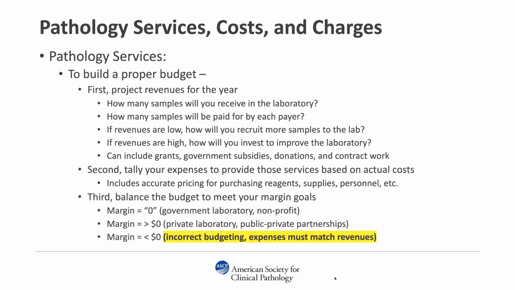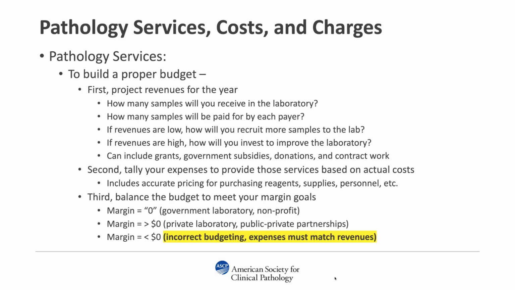The second thing you do is tally your expenses to provide those services based on actual costs. So now you're going to look at actual pricing for your reagents, your supplies, your personnel, and say, okay, I said I'm going to do 8,000 samples in the lab this year. What would it cost me to provide 8,000 samples, right? And then the third step is to balance that budget.